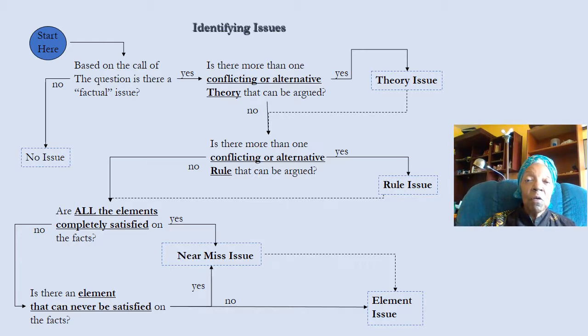If there's not more than one conflicting alternative rule, you take your one rule and you break it down into its elements. Every rule has at least one element. Most rules have many. So you ask yourself, are all the elements completely satisfied on the facts? That is, if the facts say that the person had intent, you can't argue intent is not an issue. The facts said that there was intent.